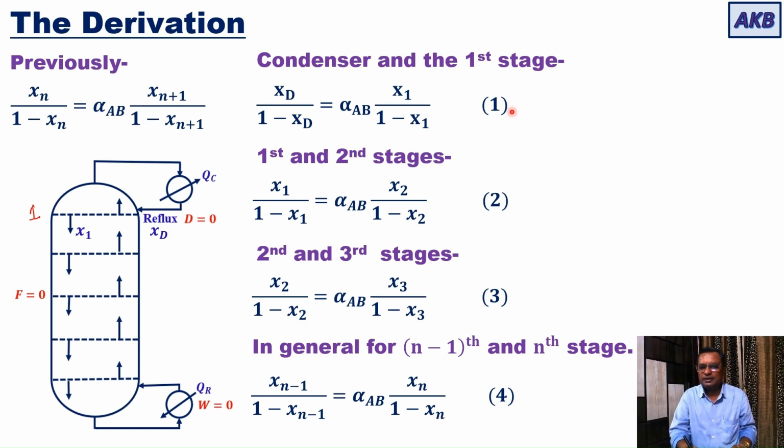So equation 1 was written for the condenser and the first stage. Equation number 2 is written for the first and second stage. Equation number 3 is written for the second and third stage. And in general, equation number 4 is written for the n minus 1th and nth stage. So we will be using these equations in our derivation.